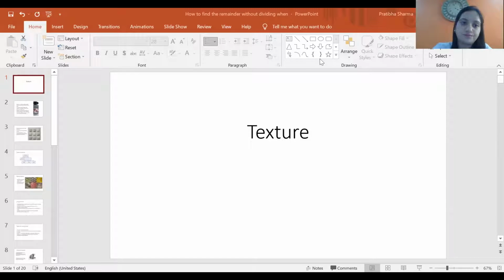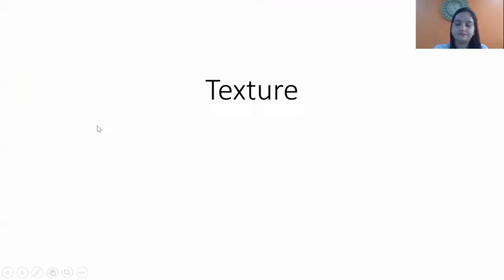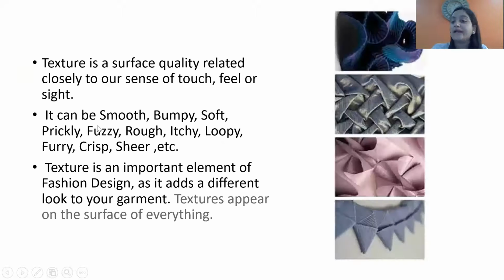So, texture. Again, the definition of texture is a surface quality related closely to our senses of touch, feel, or sight. Like I have shown you this object, you can see there are 2 or 3. This object is a combination of 2 or 3 different textures.